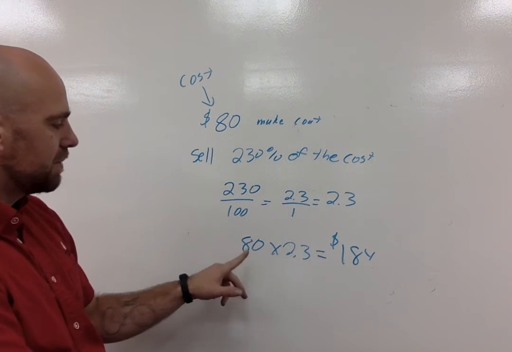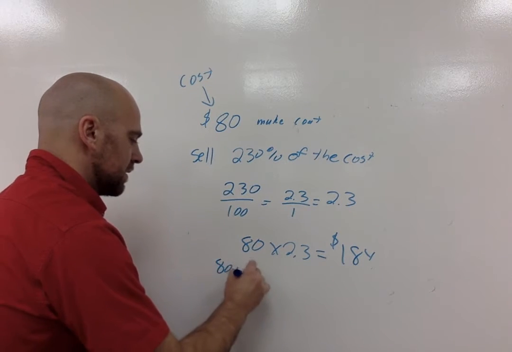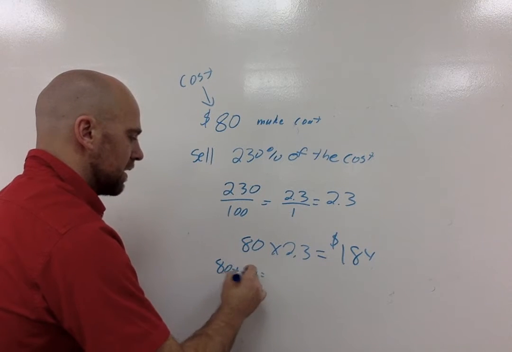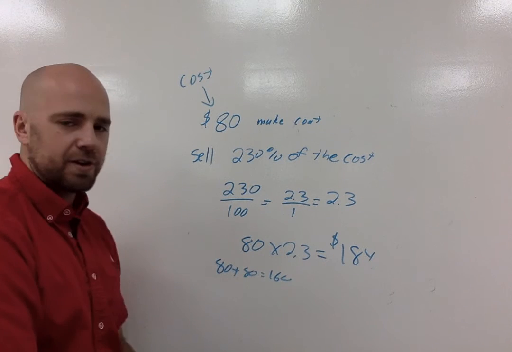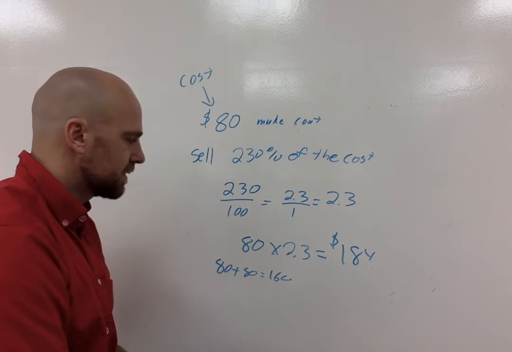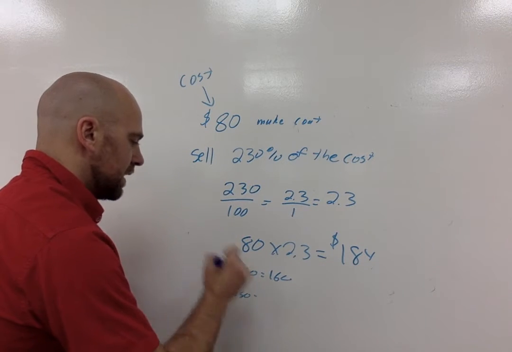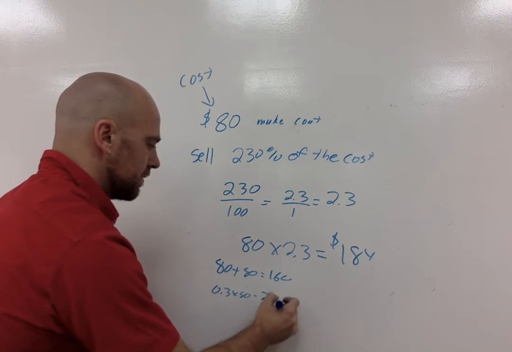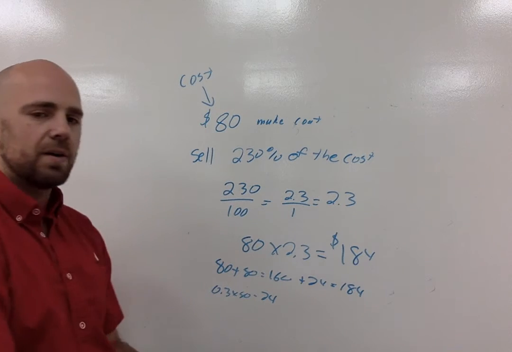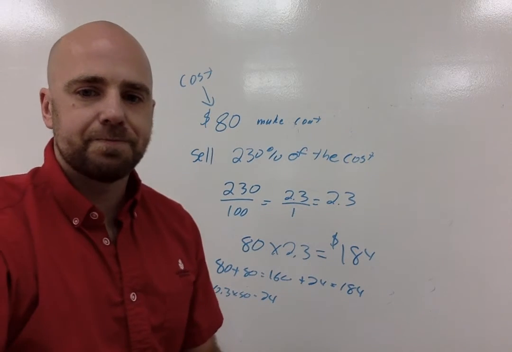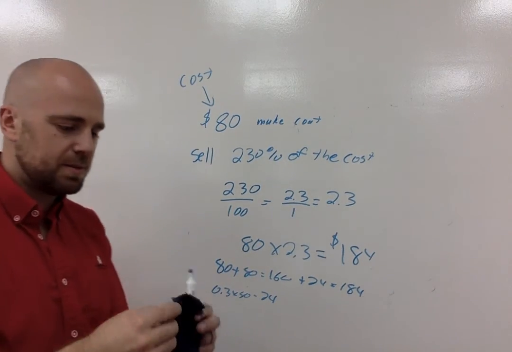Let's think about what's happening. This is doubling, so 80 plus 80 equals 160. Then we have that 30%, so we have to find out what 30% of 80 is. If I go 0.3 times 80, I'm going to get 24. So I add my 24, and I get 184. All right. The last example that we'll go through. Sorry, these lessons are a little bit longer.